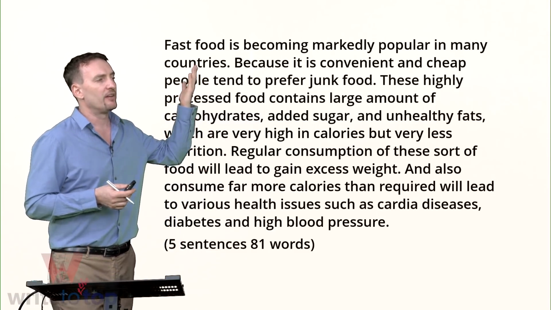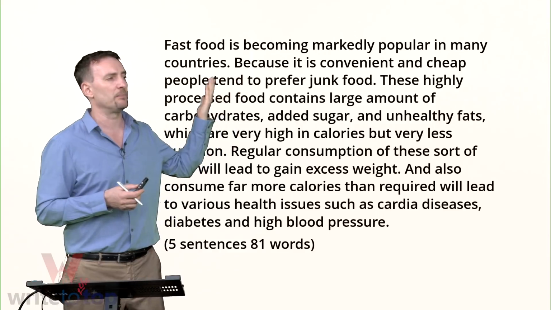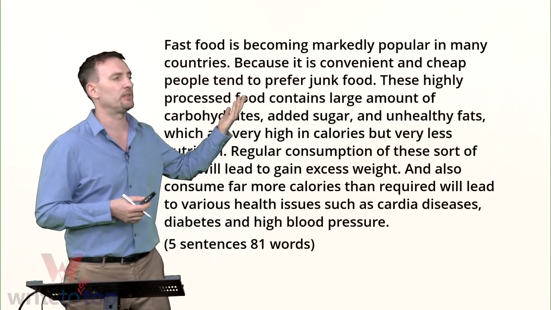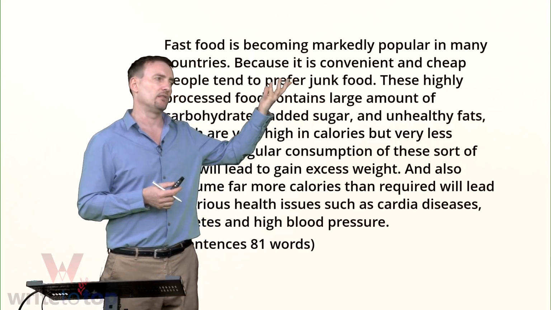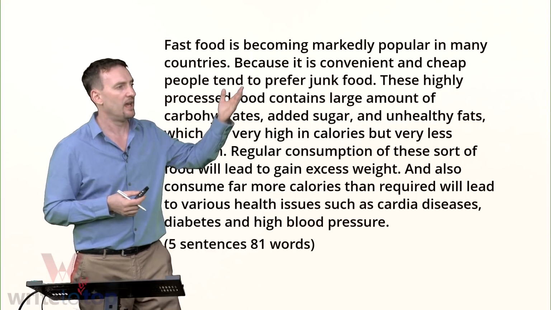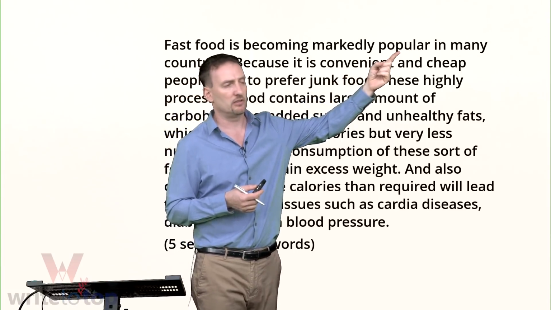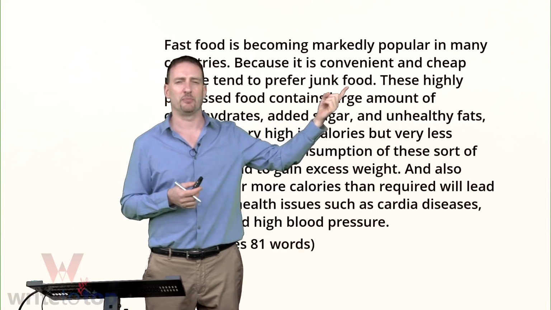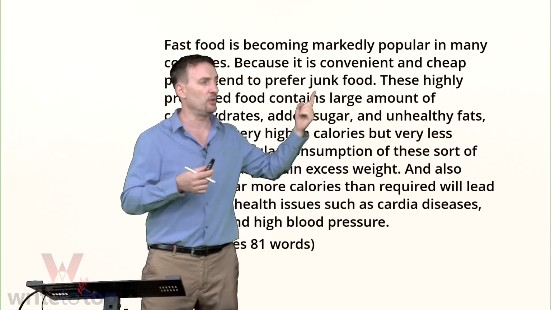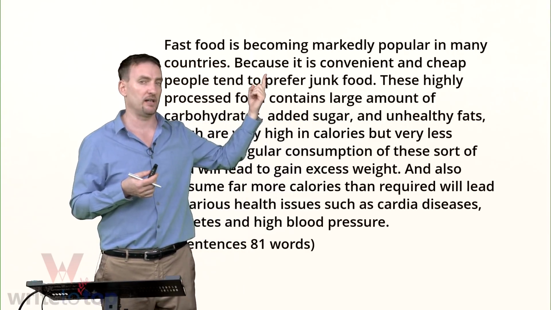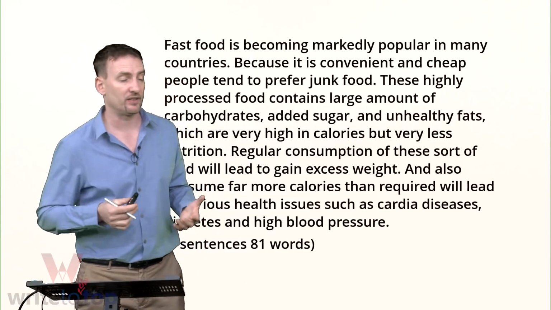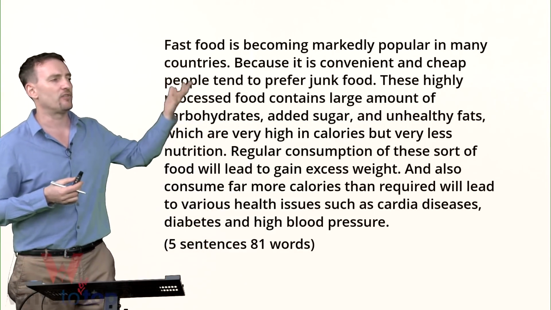For example, fast food is becoming markedly popular in many countries. Okay. Because it is convenient and cheap, people tend to prefer junk food. So, okay, essentially you have two sentences repeating something. If it is becoming popular, then obviously people prefer junk food. Basically, this means the exact same thing. You can get rid of one and squeeze the two. You already have the clause, the because. Just make the first and second sentences one sentence. Already you have a complex sentence. And then you have all these other things.